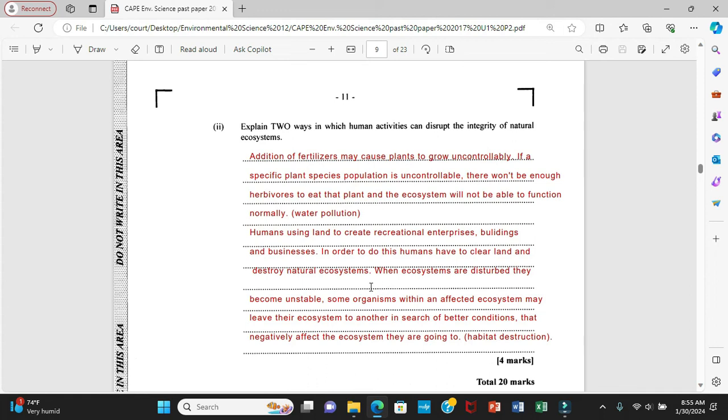So when ecosystems are disturbed, they become unstable. Some organisms within an affected ecosystem may leave their ecosystem to another in search of better conditions, which negatively affects the ecosystem they are going to. They have habitat destruction, right? So remember, if the ecosystem is destroyed, the environment will be unstable in terms of food chain and climatic conditions.